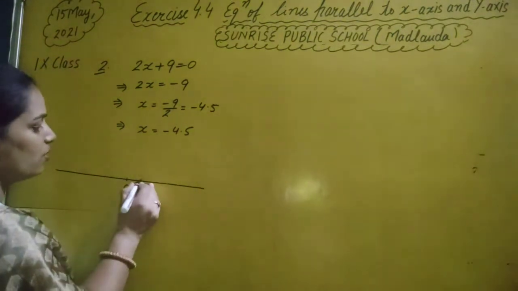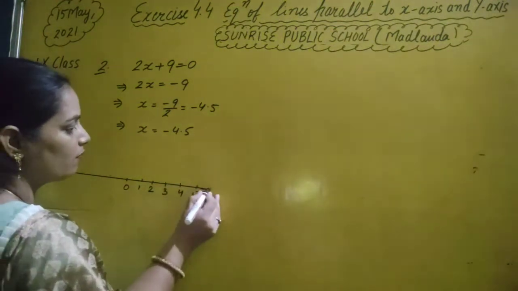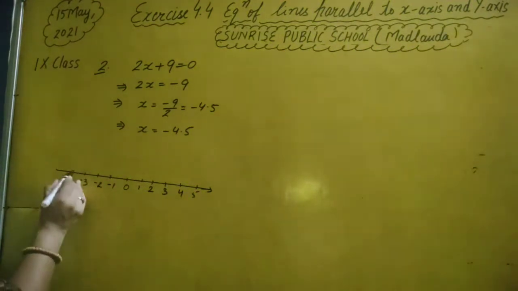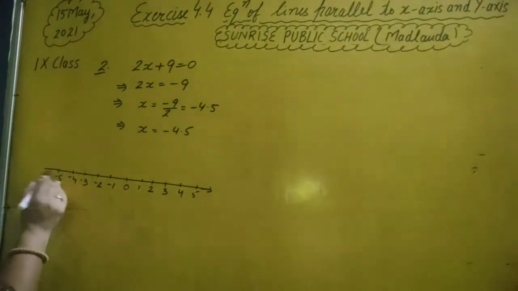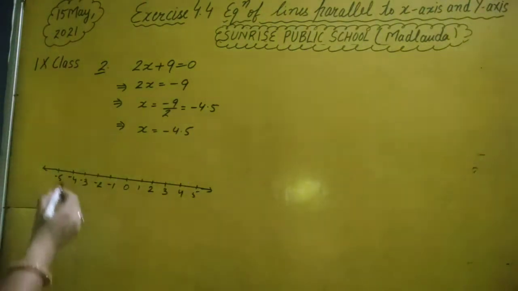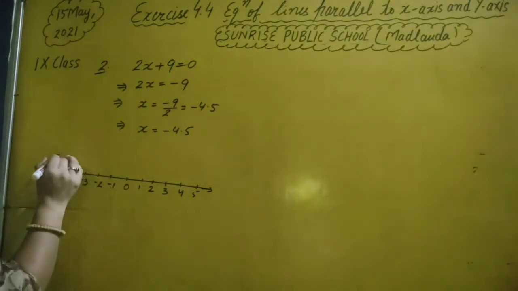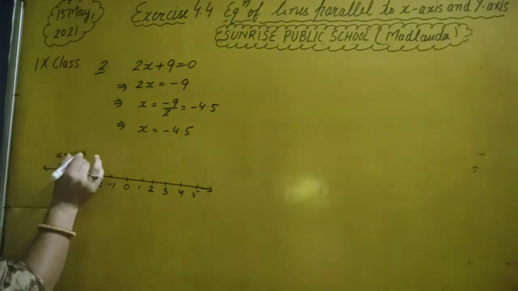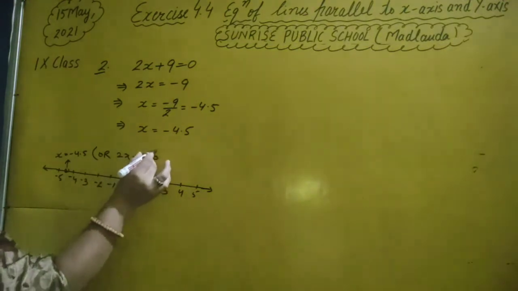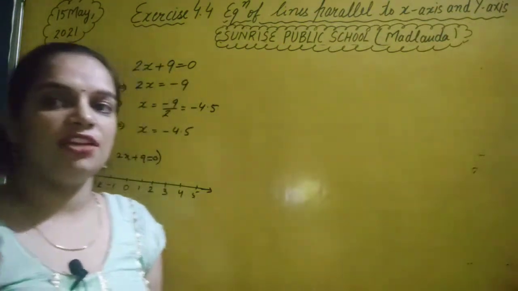and in this number line we will represent the positive integers on the right hand side and negative integers on the left hand side. Our number is x is equal to -4.5. This number will be between -4 and -5, just in its mid. It will represent x is equal to -4.5, means 2x plus 9 is equal to 0. So this is the representation of the given equation as a one variable on the number line.